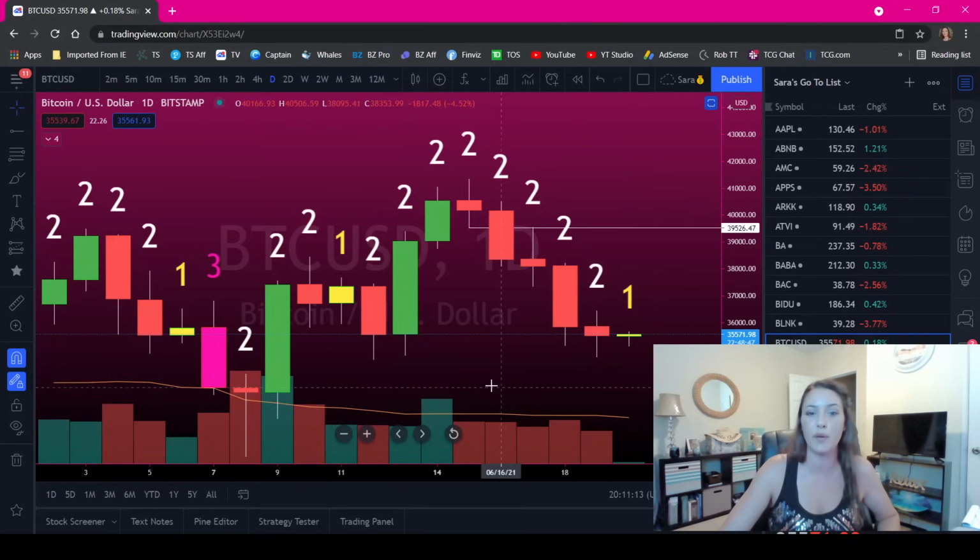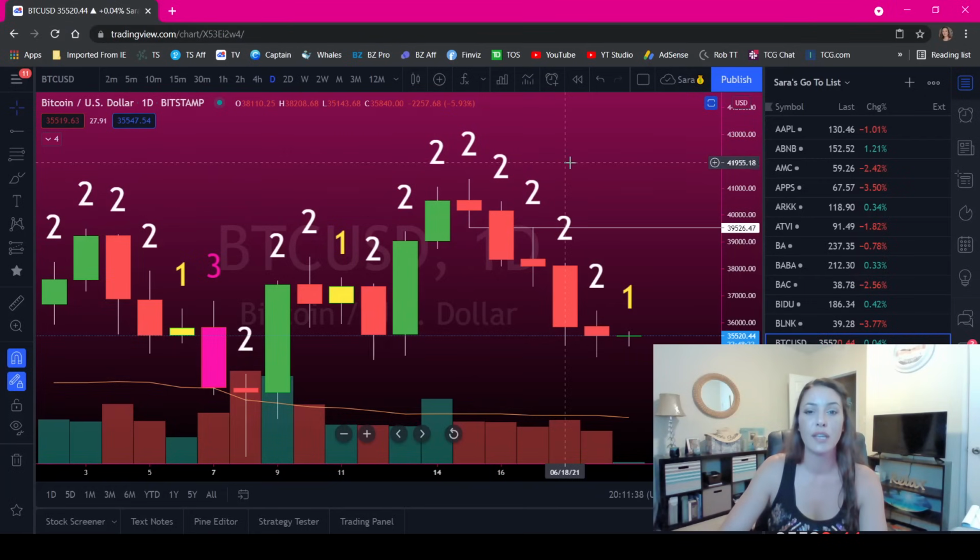So let's look at Bitcoin right here. This is a beautiful example. So we have a 2 up, and we know that a 2 up is directional, so we would want it to be green, but it's not. So this 2 up means that it's in conflict. We broke the previous day's high, but we couldn't go anywhere. And the bears stepped in and started selling it down.